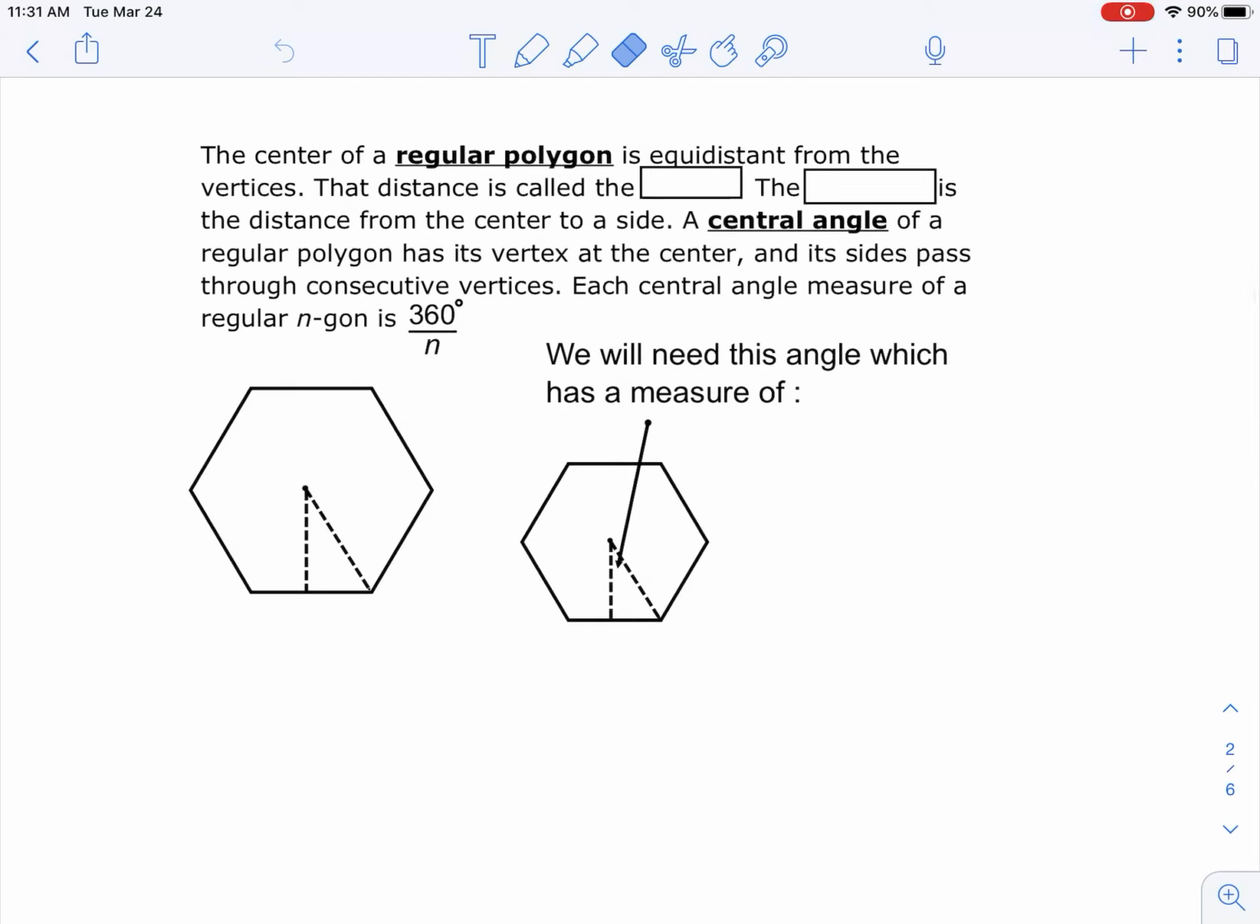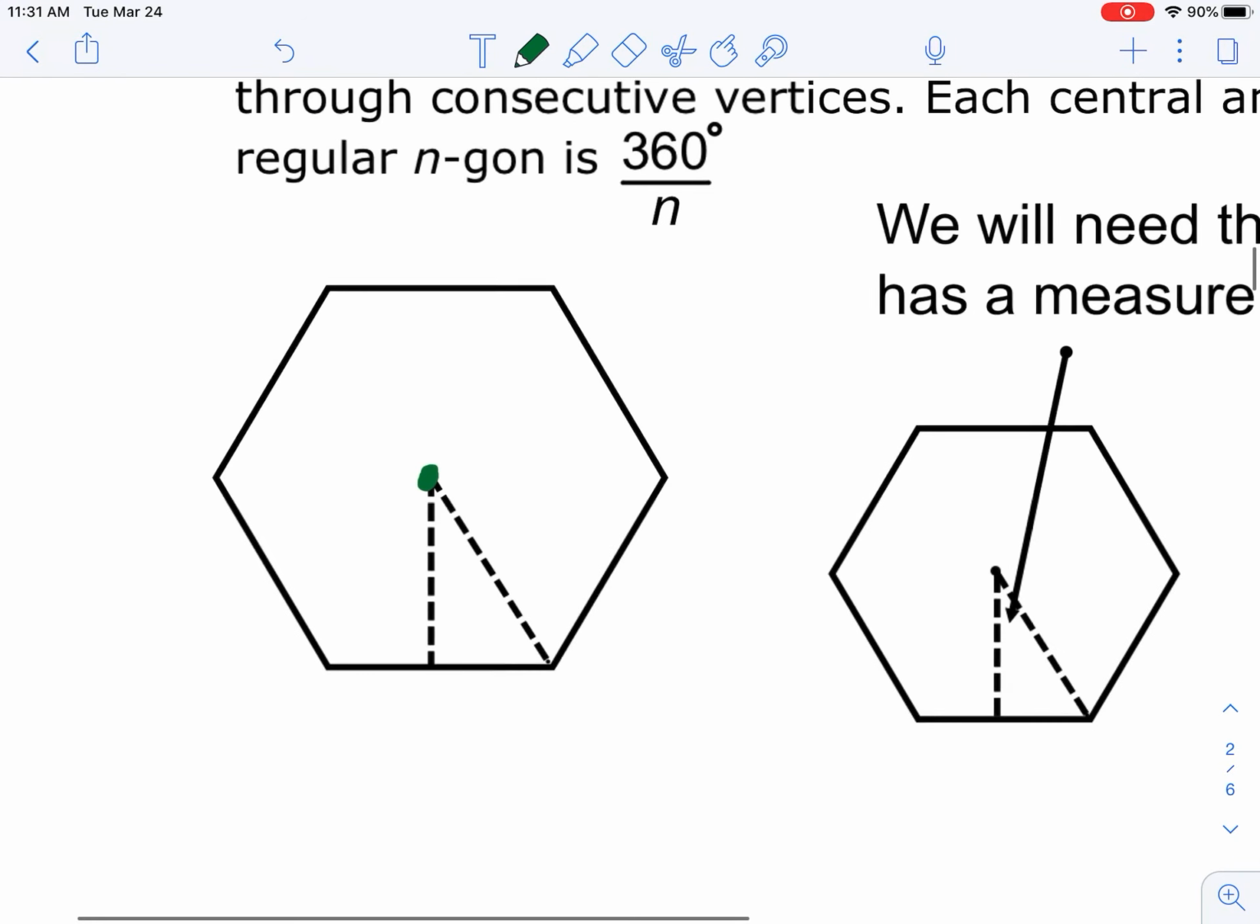Okay, so now we need to go over vocab. The center of a regular polygon is equidistant from the vertices. So the center is exactly where you think it is. This is the center right here of this hexagon. That distance to each of the vertices is called the... I'm not going to fill it in.